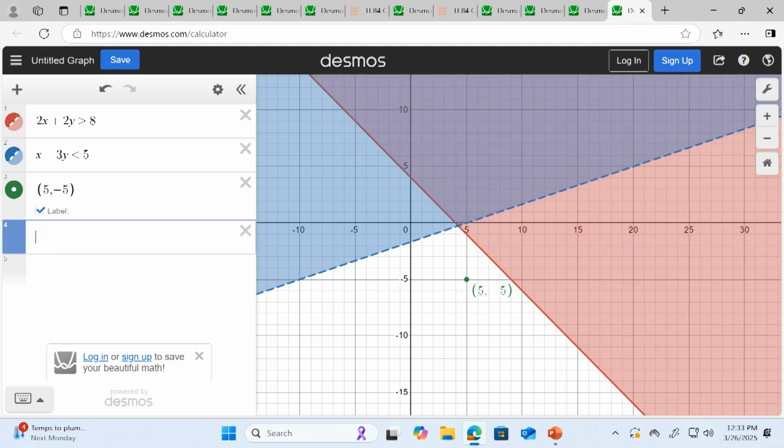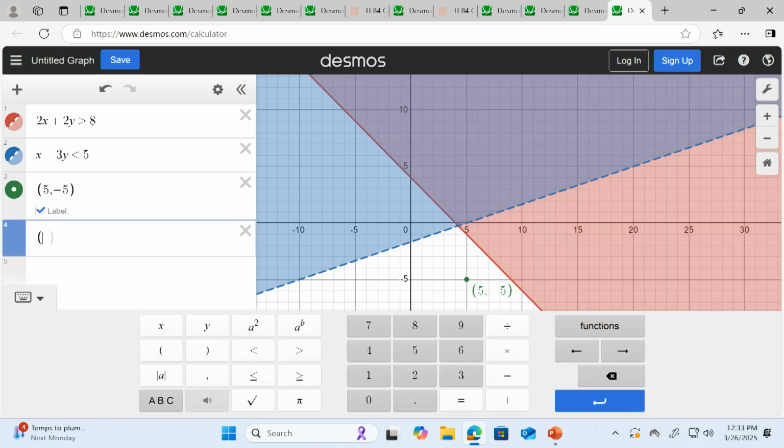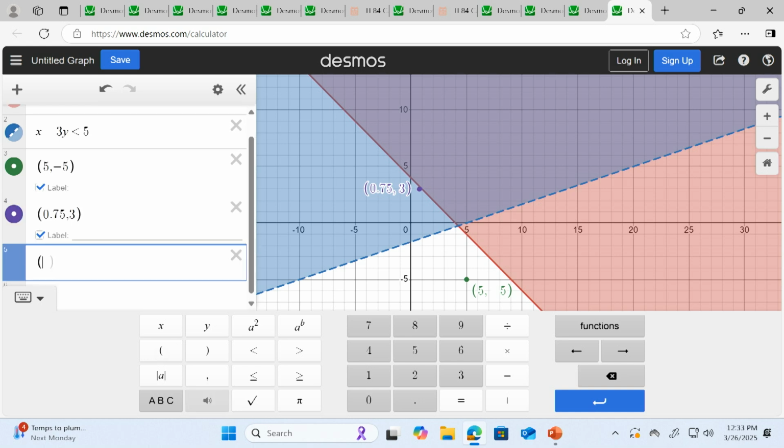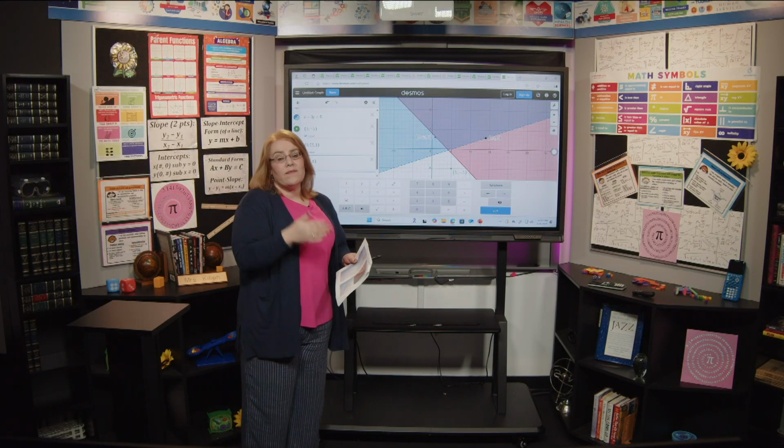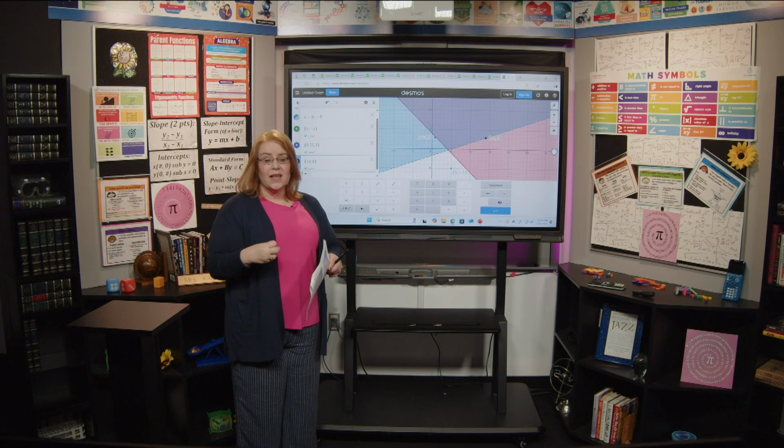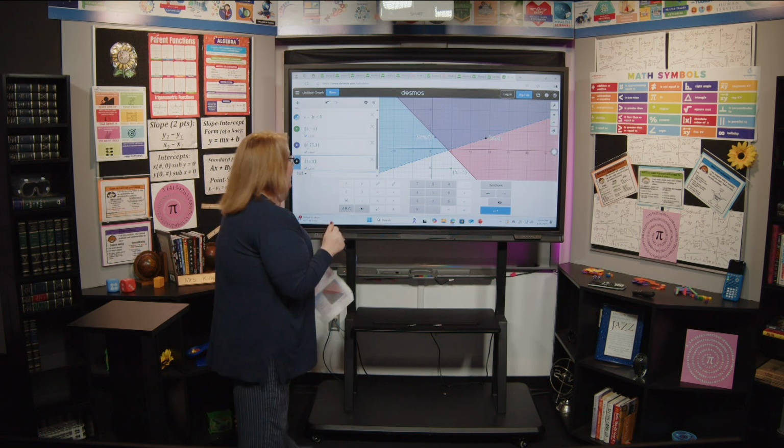So let's try. For my x value, let's say if I had (0.75, 3). Could that work? Nope, it's just in the blue. So what about if I did (14, 3)? And let's label that. That's on my dotted. Now remember, if it's on a dotted line, it cannot equal. It can equal if it's on the solid, but if it's on the dotted line, it cannot equal. So I can't have that one.